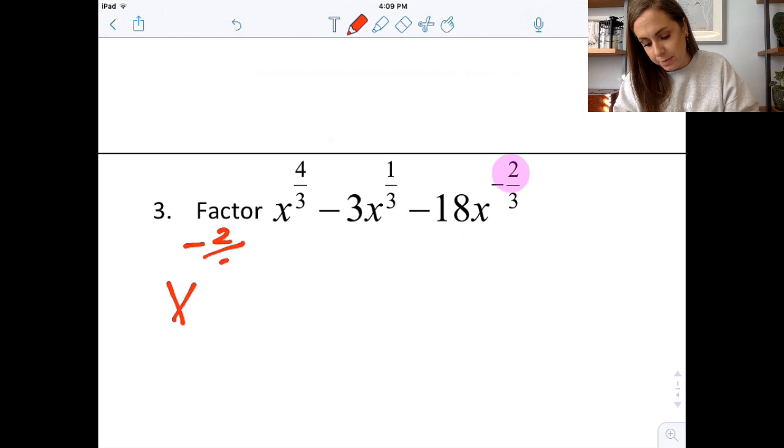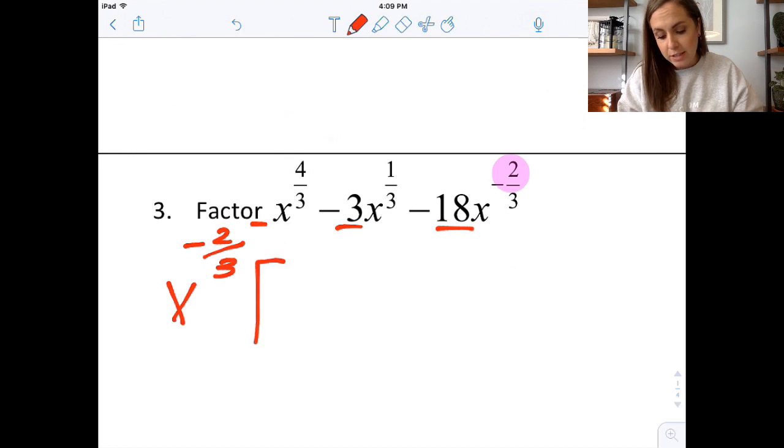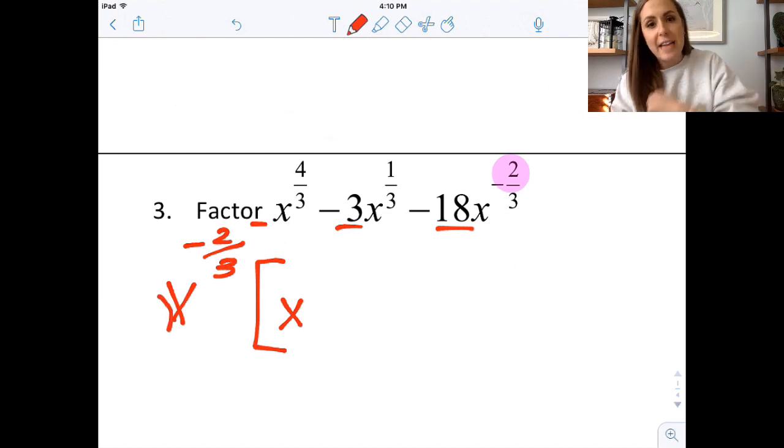Now I'm looking at the numbers. That's a 3, that's an 18, but the leading coefficient's a 1, so there's not also a GCF there. So I take out my x to the negative 2/3. So let's look at what's left. So I know that this would be an x. And when I'm trying to factor out, remember what we're doing is we're trying to subtract out the negative 2/3 because we're dividing that out.